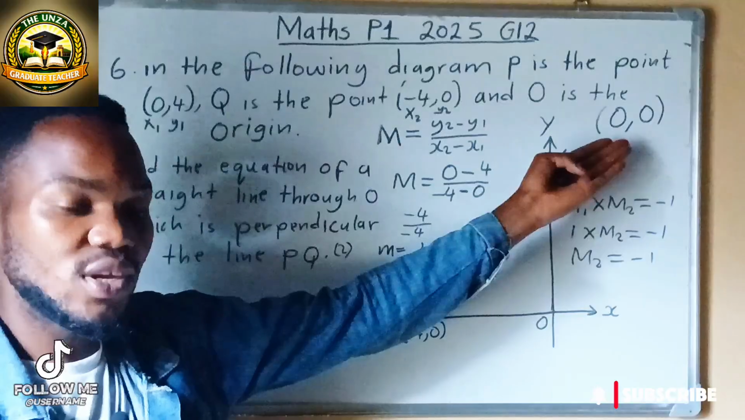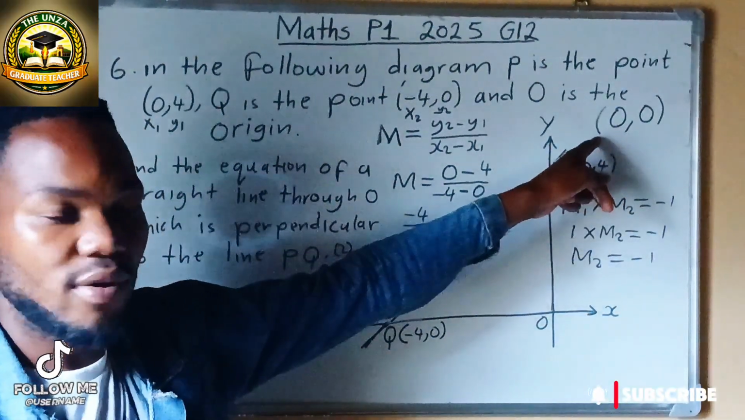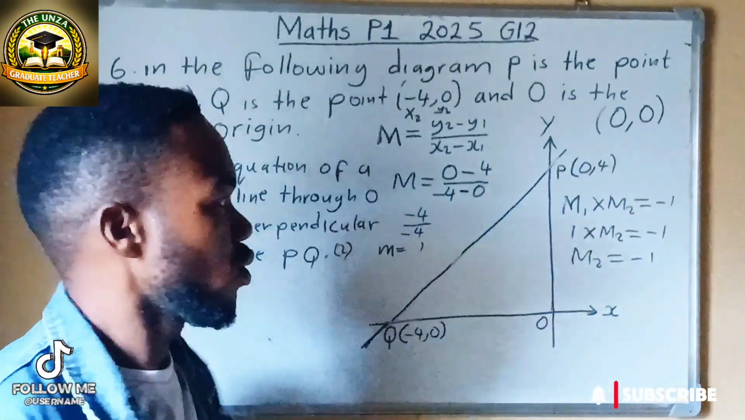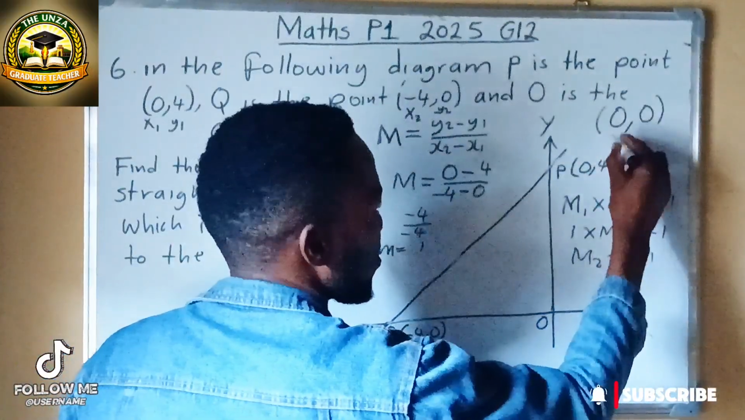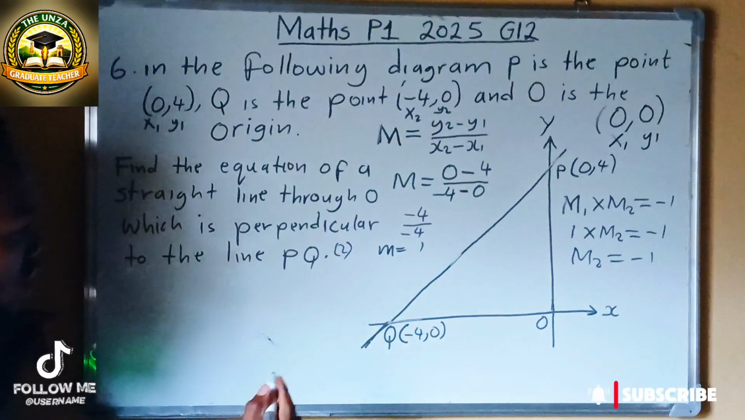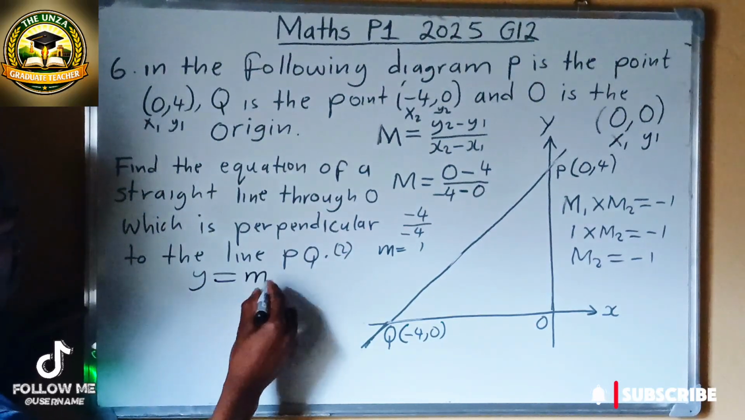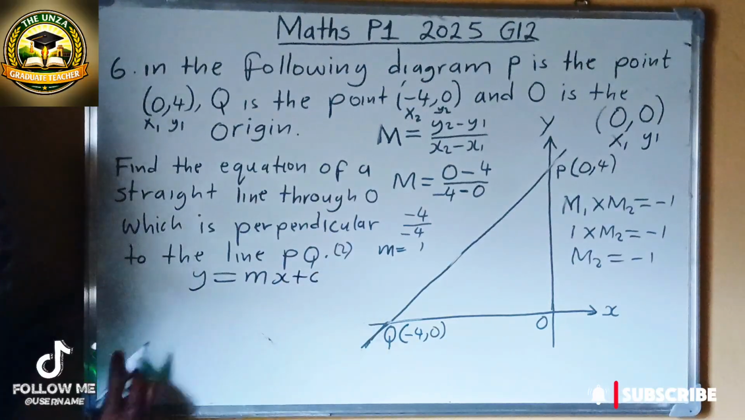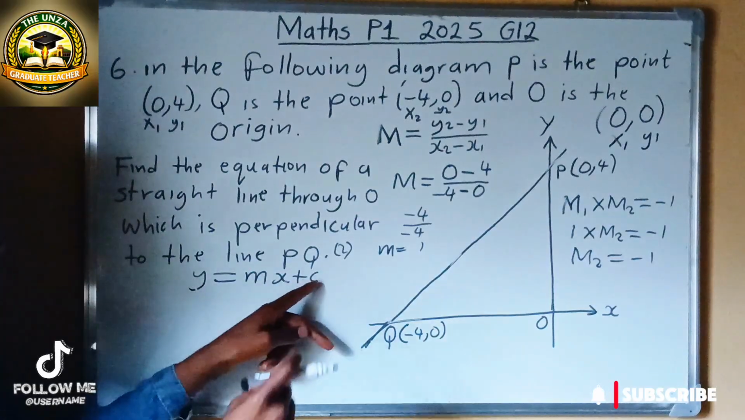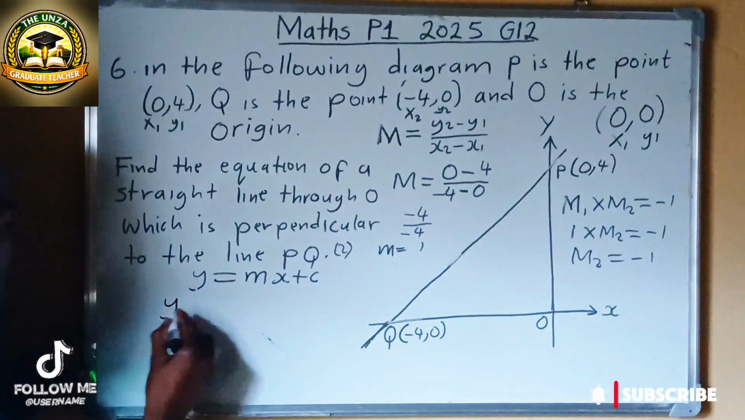As long as the line is passing through the origin, we are going to get the point (0, 0). That means this one we make x1, this one we make y1. Now there are two formulas you can use. You can use y = mx + c, where you put 0 and then find the value of the constant c. Then you can just use this formula that I feel is simple.